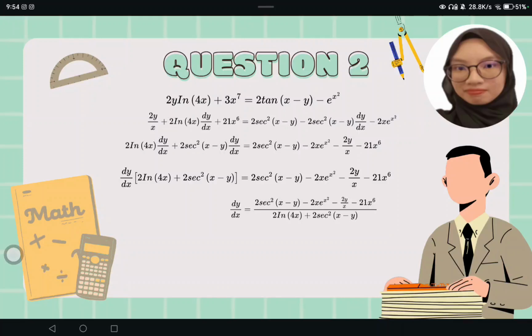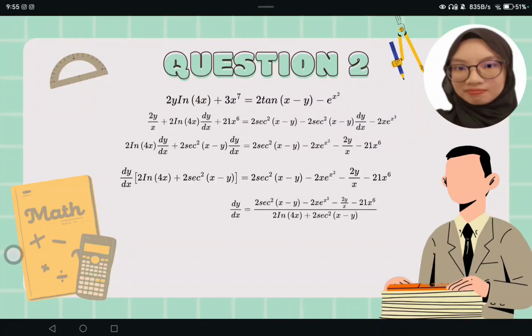And you have to collect all the dy over dx terms on the left hand side and move all the terms that do not have dy over dx to the right hand side. And your equation will be like 2 natural logarithm of x dy over dx plus 2 secant squared (x minus y) dy over dx equals 2 secant squared (x minus y) minus 2x exponential x squared minus 2y over x minus 21x to the power of 6.